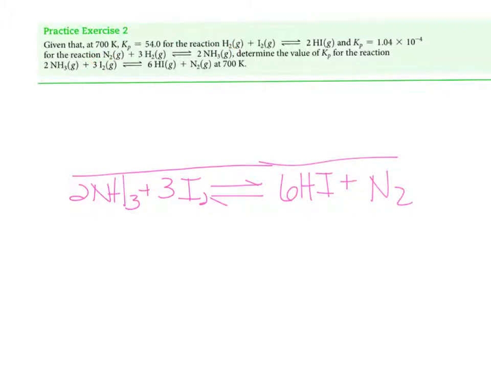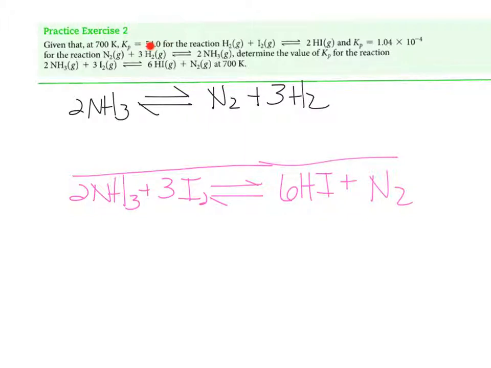It's going to be 2NH3 in equilibrium with N2 plus 3H2. I think I wrote that wrong earlier somewhere. And since I flipped it, I have to take the reciprocal of its K. Its Kp was 1.04 times 10 to the minus 4, but the Kp for this reaction, K prime, is going to be 1 over 1.04 times 10 to the minus 4.